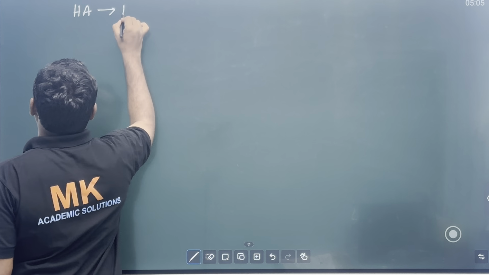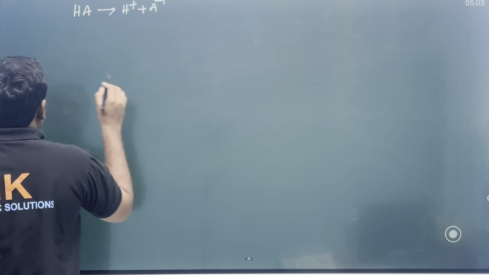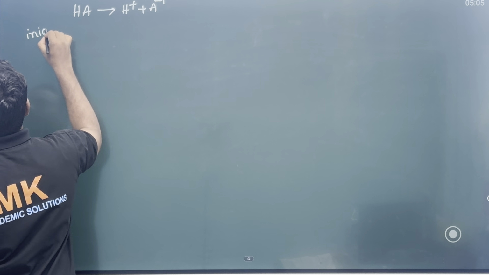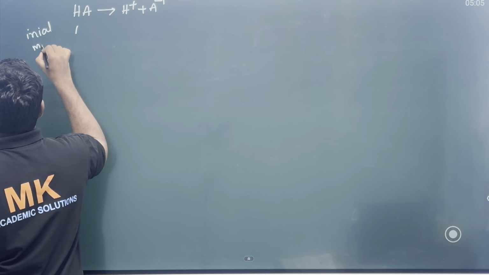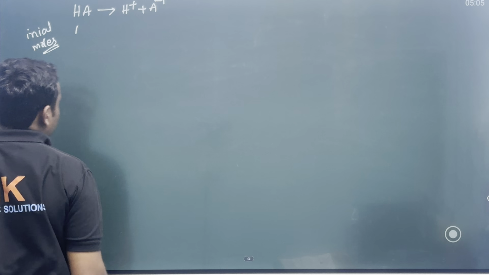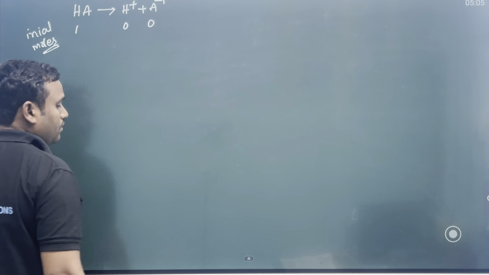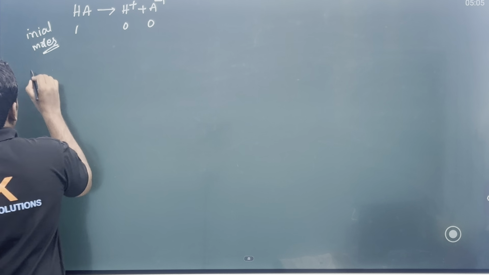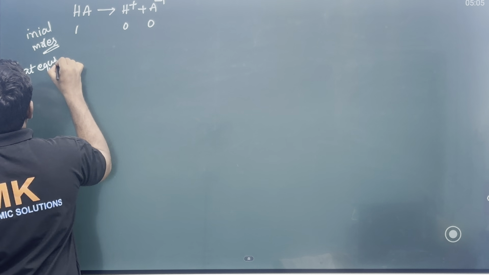HA gives rise to H plus and A minus, right? Initially, how many moles? 1 mole I am going to take. Here I am not going to take concentration. Initial moles I am going to take 1 mole, and it is 0 mole and also 0 mole. Next, at equilibrium, 1 minus alpha, alpha, and this is also alpha. So this is the number of moles.